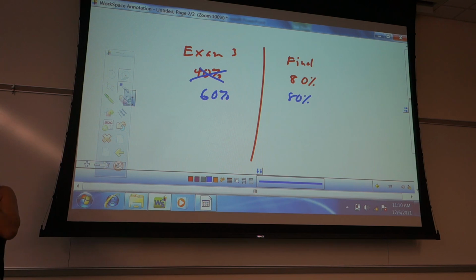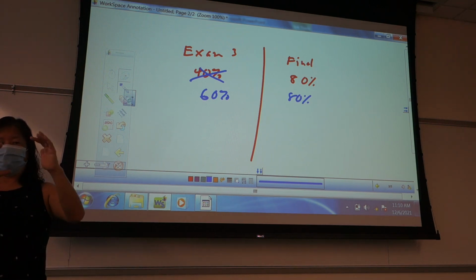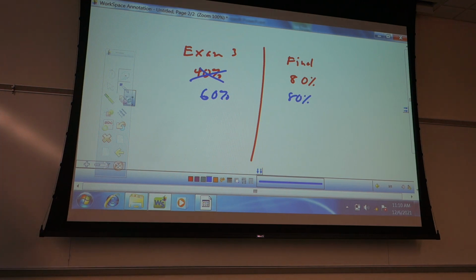Oh, no, that kind of answers the question. I was just going to ask if the equations are going to be on this exam. I will have some equations on the exam, but also you have one index card, one-sided.